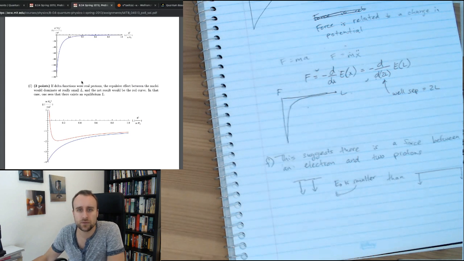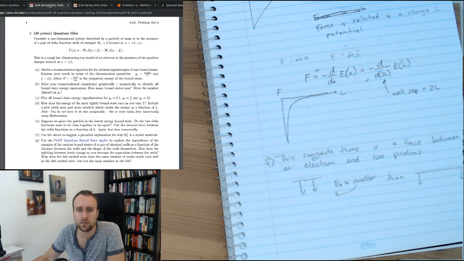If delta functions were real protons, the repulsive effect between the nuclei would dominate at really small L, and the net result would be the red curve. In that case, one sees that there exists an equilibrium at L. What?